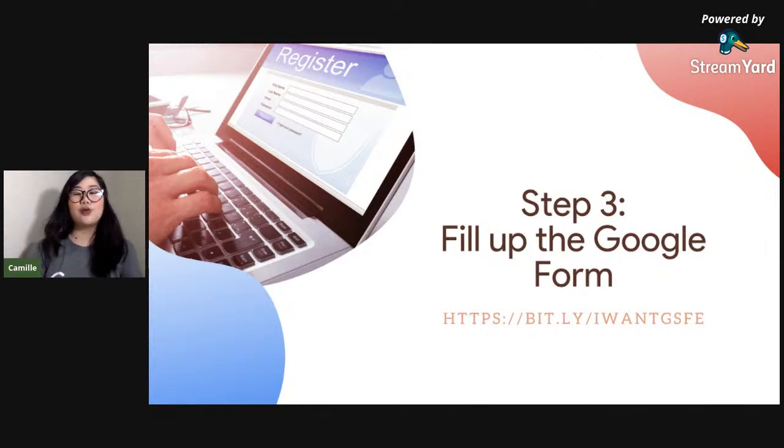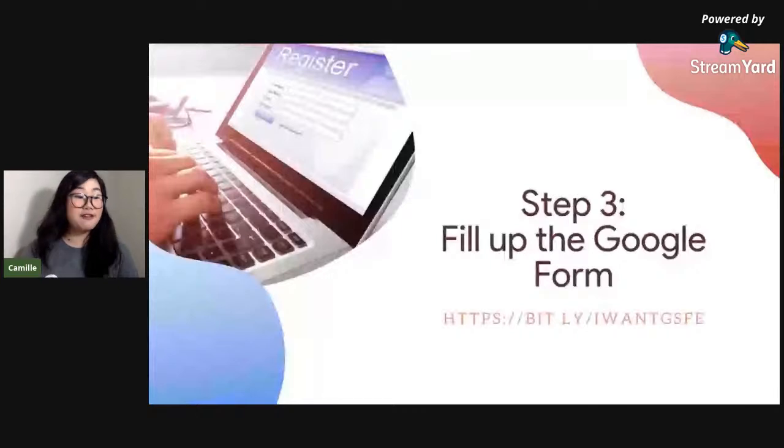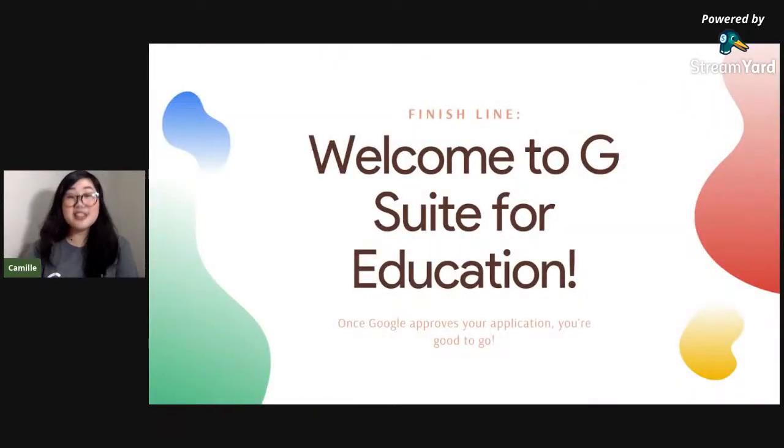Okay, so why do you have to fill out a form? This would actually give us an overview about your school, and it will allow QSR to interface with Google on your behalf. This form would ask important questions that Google would need to verify that your school is accredited and real. So that's just very easy. You just have to fill out the form. Once everything is submitted and verified, then we reach the finish line. Welcome to G Suite for Education. Once everything is okay, you're good to go.